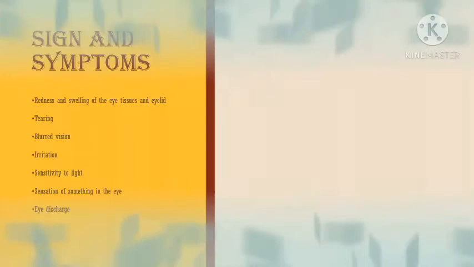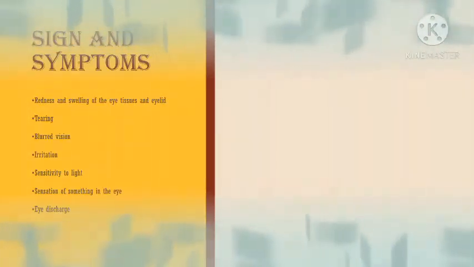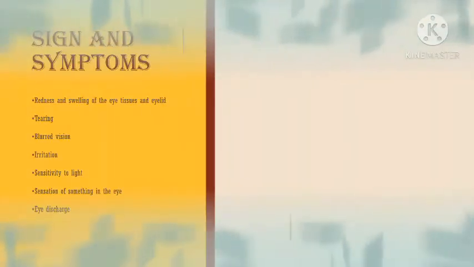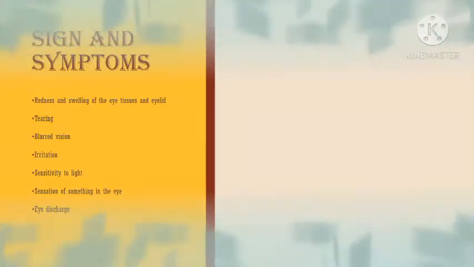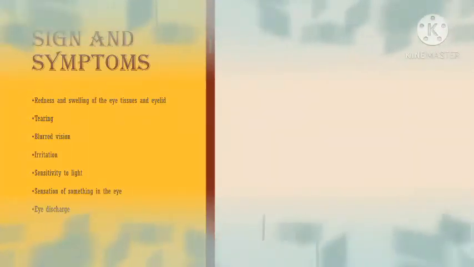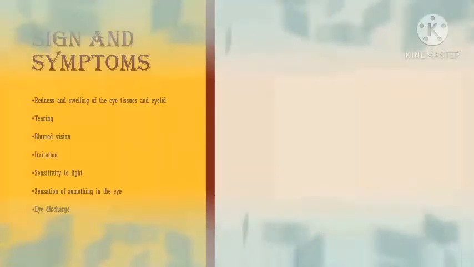So what are the signs and symptoms of corneal opacity? We have redness and swelling of the eye tissues and eyelids, tearing, blurred vision, irritation, sensitivity to light, sensation of something in the eye, and eye discharge.